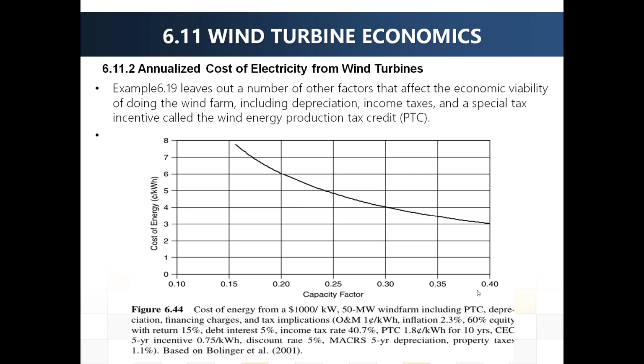Example 6.19 leaves out a number of other factors that affect the economic viability of the wind farm, including depreciation, income tax, and a special tax incentive called the Wind Energy Production Tax Credit, PTC. Figure 6.44 shows the cost of energy from a $1,000 per kilowatt 50 megawatt wind farm, including PTC, depreciation, financing charge, and tax implications.